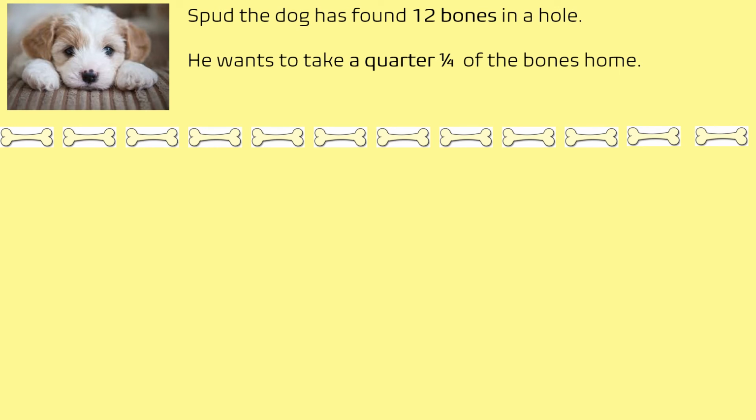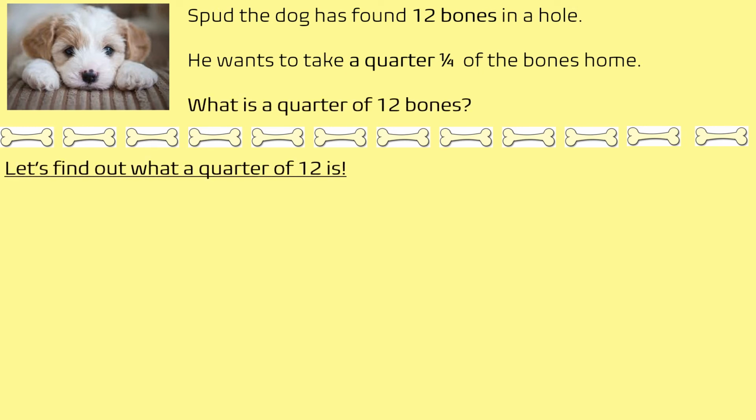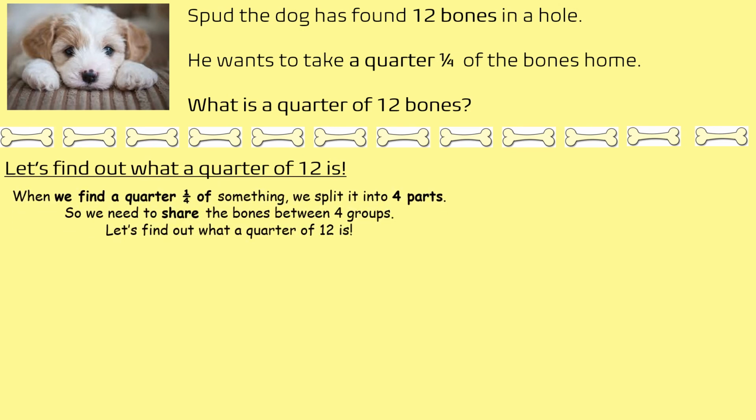How could we do that, children? What do we know about quarters? If we have 12 bones, he only wants to take 1/4. How are we going to work that out? What do you think we're going to do? Let's find out how we could do this, children. If we want to find out what 1/4 is, we have to share the bones into 4 parts, into 4 groups. Because a quarter is when we've shared something into 4 groups, 4 parts. A quarter is 1 out of 4. So we're splitting it into 4 parts.